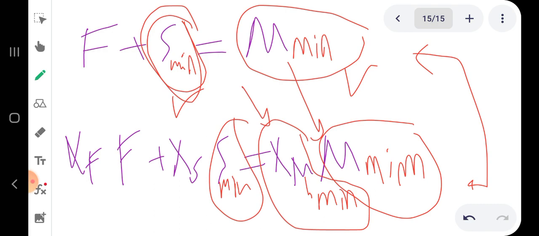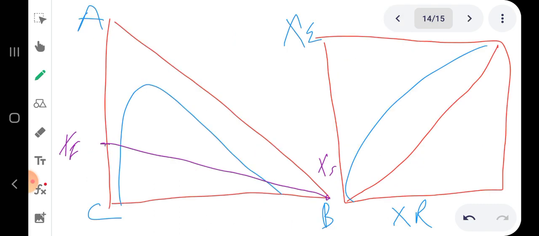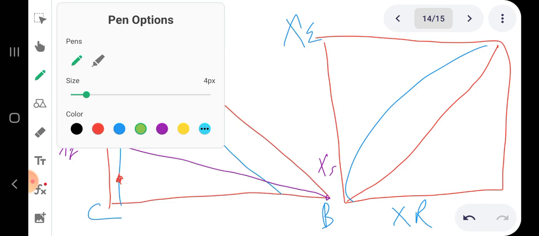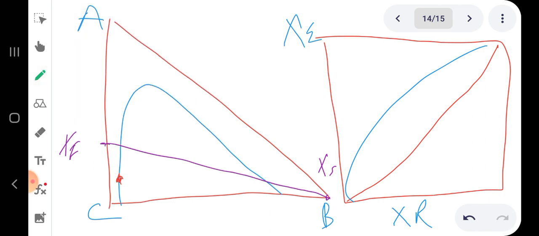Okay, how to get this XM minimum? That's what I'm going to do. Remember, this is a design problem, so you need to have the XRN. Suppose your XRN is somewhere here. Then how to get the XM minimum? To do this, it's a trial and error. You need to start at any point from the extract curve, for example at this point, then draw a tie line.